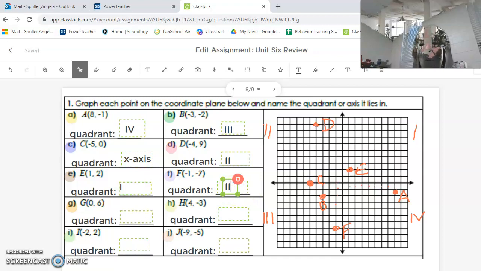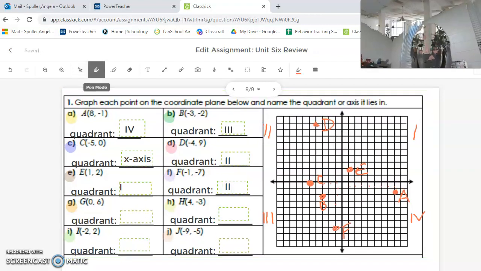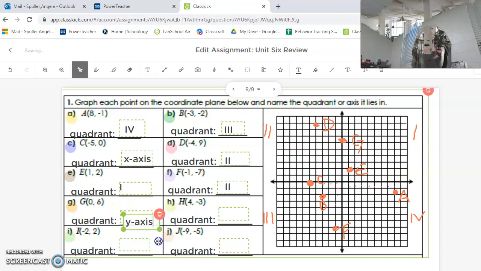Okay, G. I'm going over 0, but I'm going to go up 1, 2, 3, 4, 5, 6. I can do that again. 1, 2, 3, 4, 5, 6. And this is G. And we're going to put it on the Y axis because it didn't leave the X.